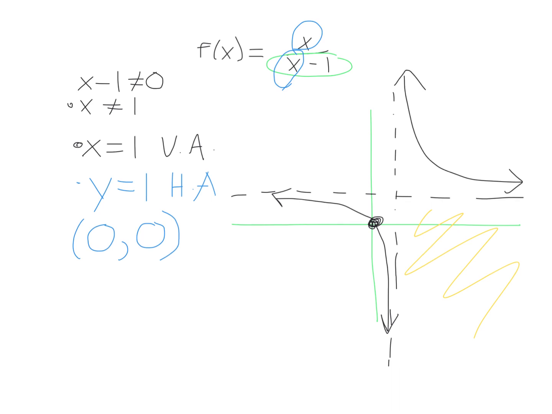Okay, so now that we have that, the intervals where it's increasing, there are none. This is decreasing over its entire domain. And the last one, the limit as x approaches infinity, is positive 1.